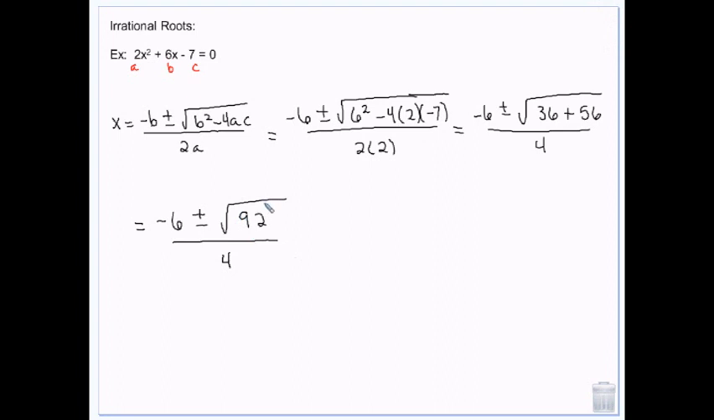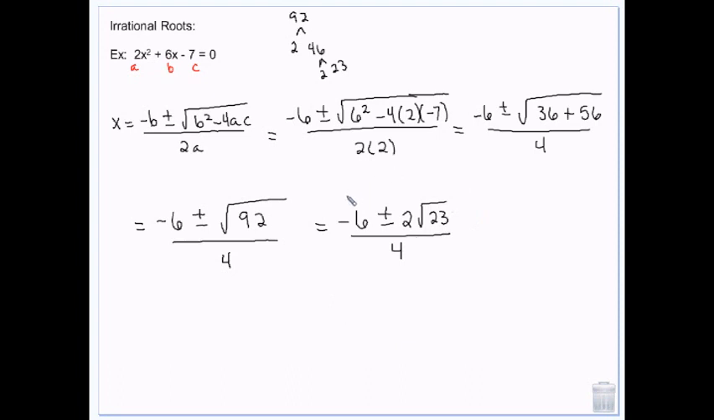So I have to figure out what the square root of 92 is. It's not a perfect square. 92 is 2 times 46, which is 2 times 23. So I've got that set of 2's that can come out. So I have -6 plus or minus 2 times the square root of 23 over 4.